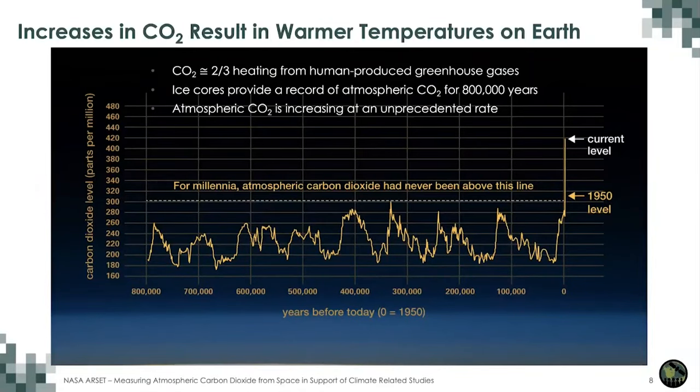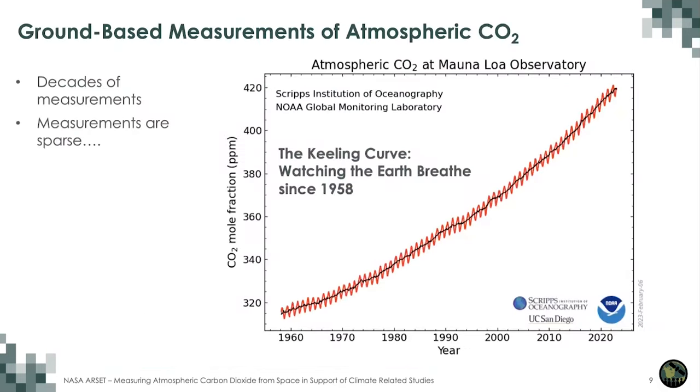So the motivation for these spaceborne missions is, of course, that carbon dioxide in our atmosphere is warming our planet. And about two-thirds of that heating comes from human-produced greenhouse gases. We know that carbon dioxide is at the highest point in our atmosphere that it's been for at least 800,000 years, and we know that from ice core records. And we know from recent years that the CO2 growth rate in our atmosphere is higher than it has been, and that the increases are now happening at an unprecedented rate. So we want to keep an eye on CO2.